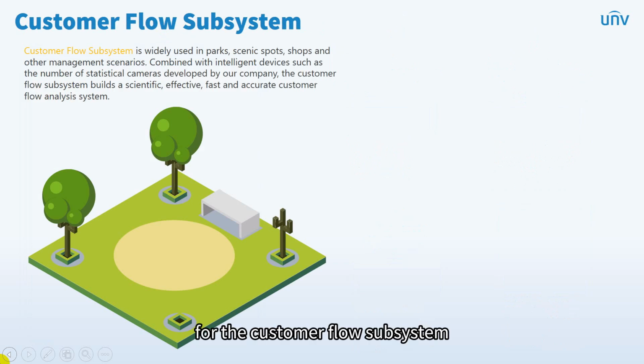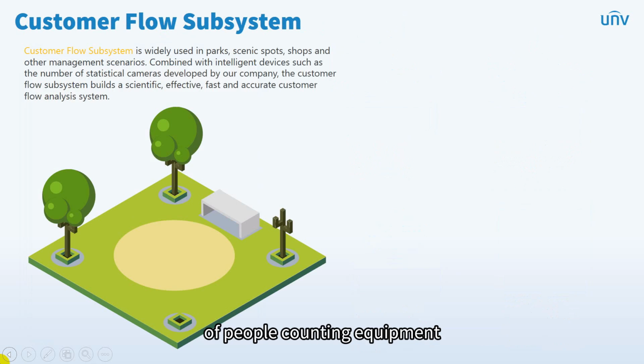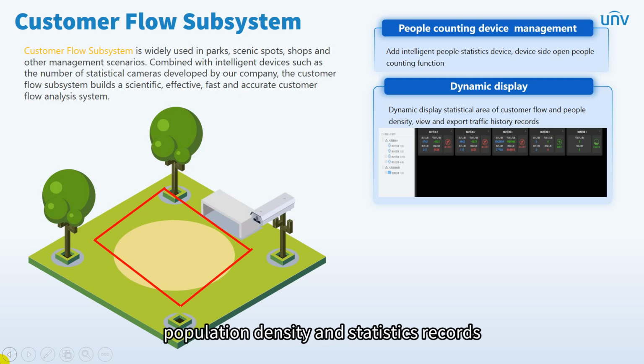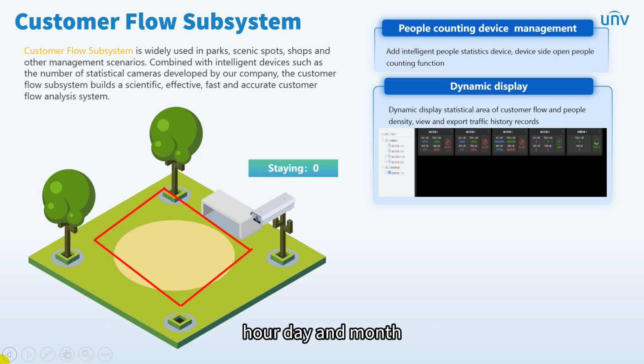For the customer flow subsystem, the software supports the management and configuration of people counting equipment. Admins can view dynamic people flow statistics, population density, and statistics records. In addition, the software also supports query by minute, hour, day, and month. It provides shortcuts for the day, the last 7 days, and the month.